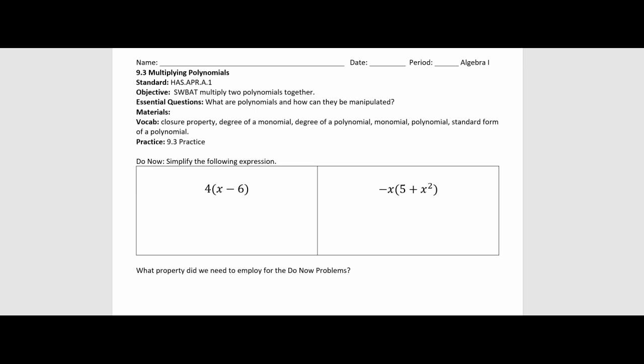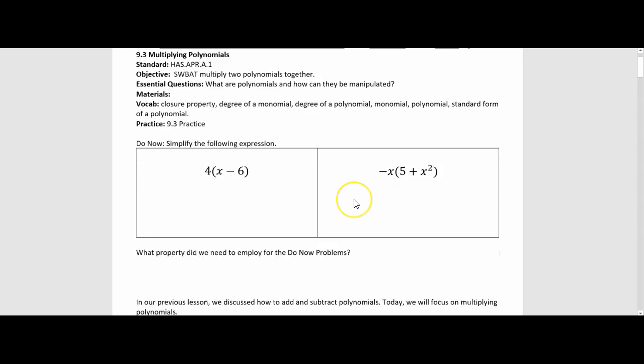Last lesson we learned how to add and subtract polynomials, so now we're going to add in another operation, and that is multiplication. To start off, and again, this is something we've already done, you just haven't done it as intensely as we're going to do it today, but you have kind of broken the surface of what we're about to do. So let's start off with the do now.